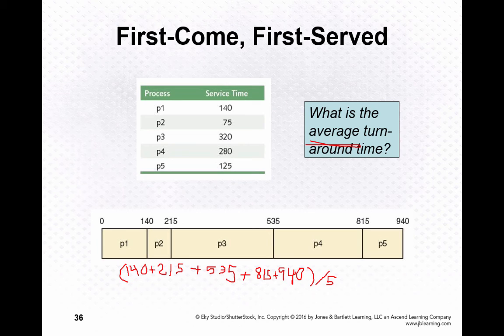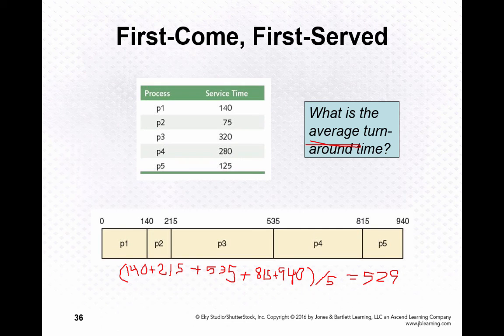140 plus 215 plus 535 plus 815 plus 940. And if I divide all of that by 5, I get 529 milliseconds on average. So this is a 529 millisecond turnaround time with first come, first serve.